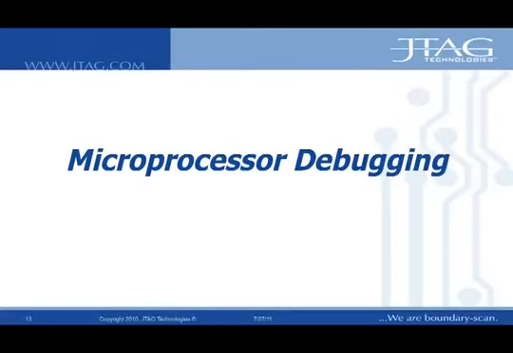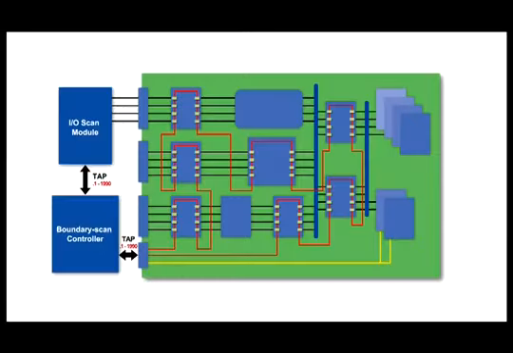Microprocessor debugging is a third application of the standard. The debug logic built into modern microprocessors provides the ability to load, run, hold and step the CPU and enables the software engineer to debug CPU code via the JTAG interface. The debug logic can also be used to test the processor kernel of a board, a method known as emulative test.